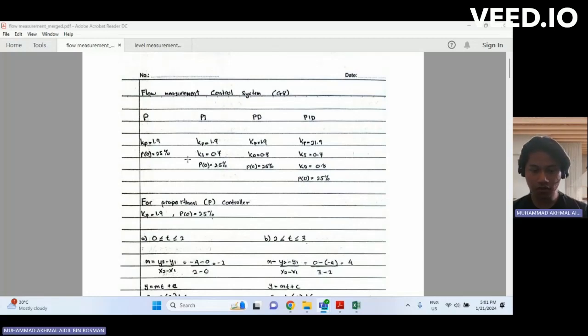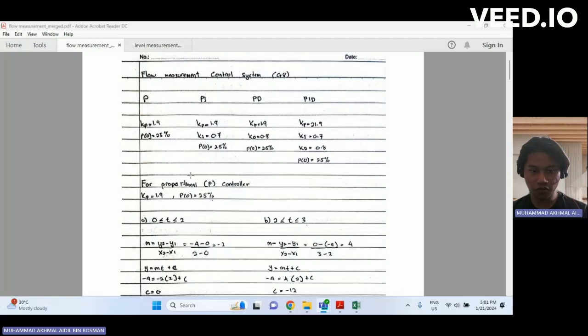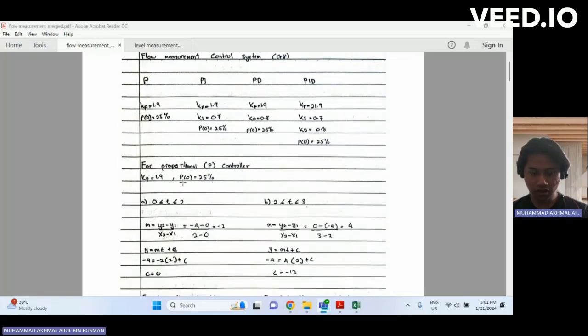Today I will explain our project with the graph flow measurement control system. I will explain my part with the proportional P controller with Kp equal 1.9 and P0 equal 25%.